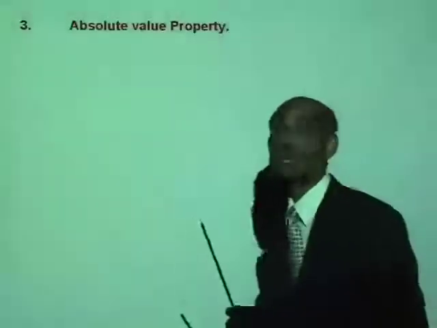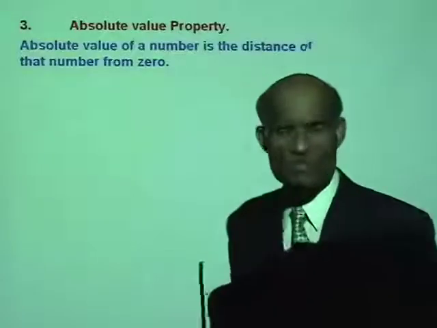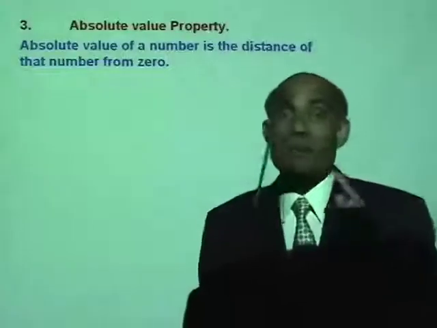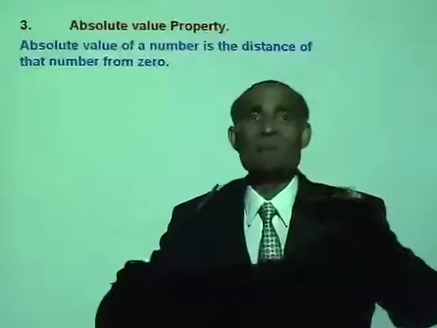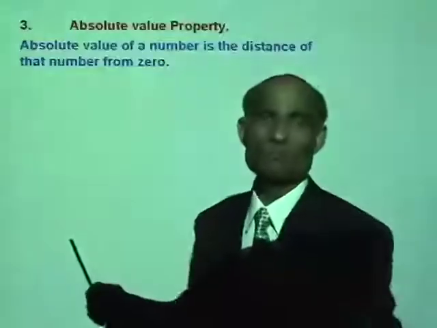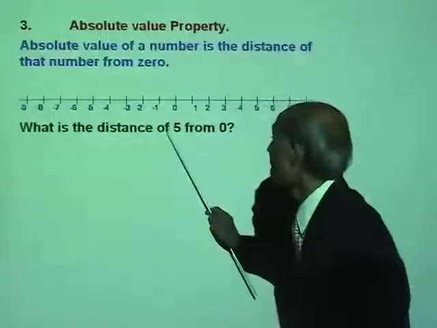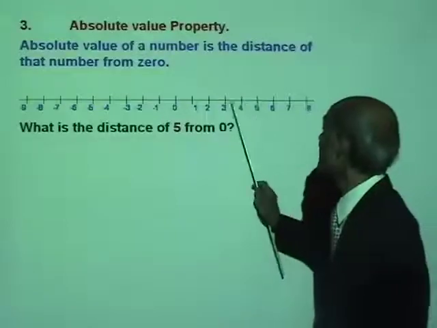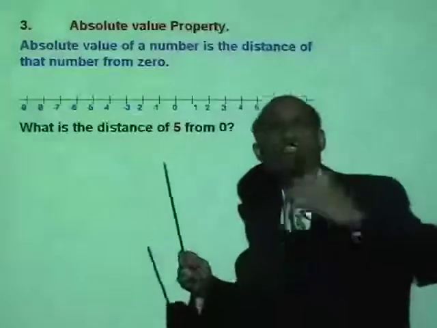The next property is called the absolute value property. What is the meaning of absolute value of a number? Absolute value of a number is the distance of that number from 0. Now, what is the distance of 5 from 0? 5 is here. The distance of 5 from 0 is 5 units.